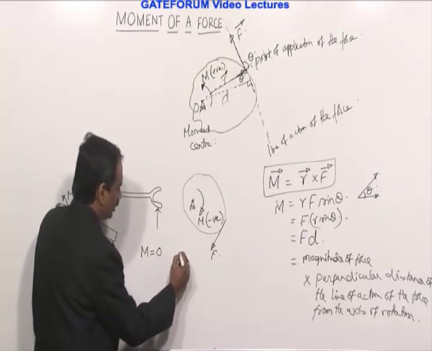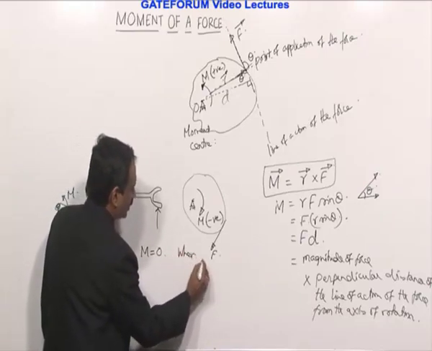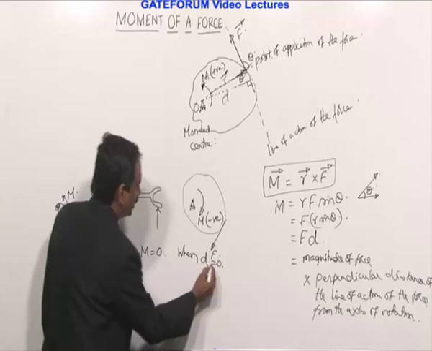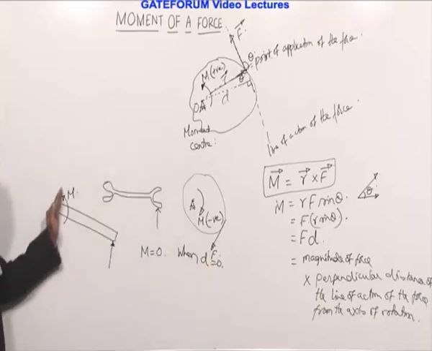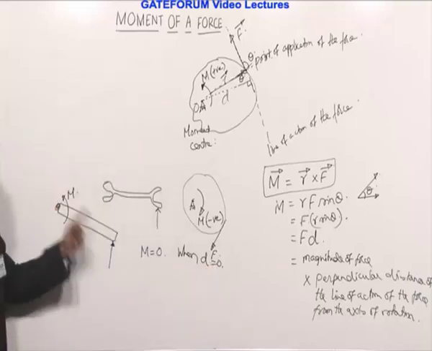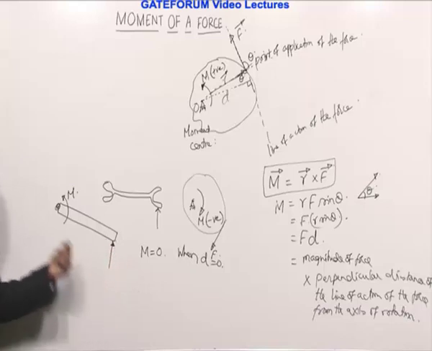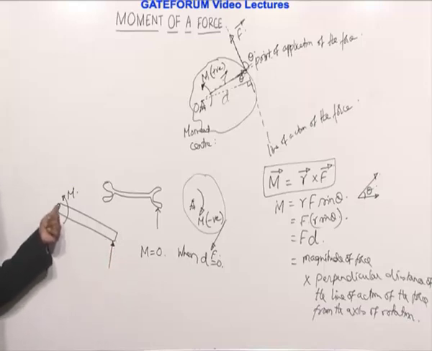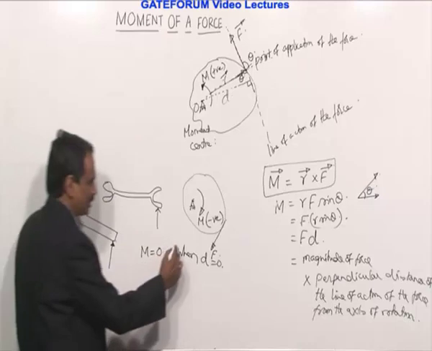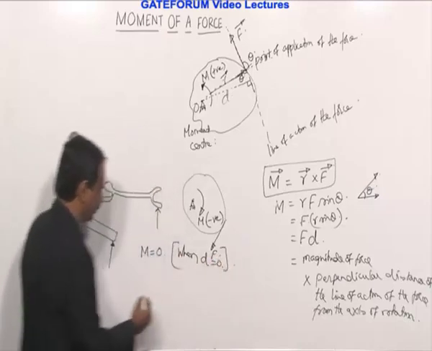Moment is zero when d is equal to 0. When the force passes through the axis of rotation, d, the perpendicular distance from the line of action to this point, is 0. As a result, moment will be 0.